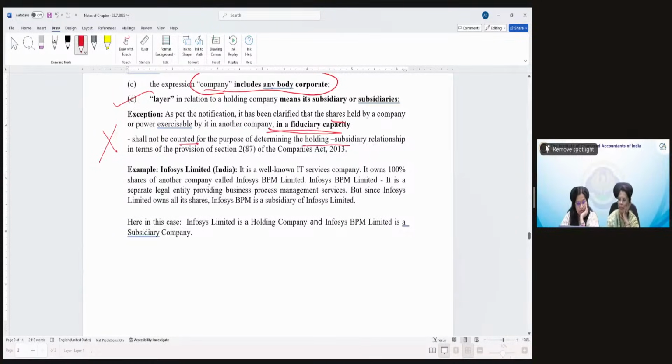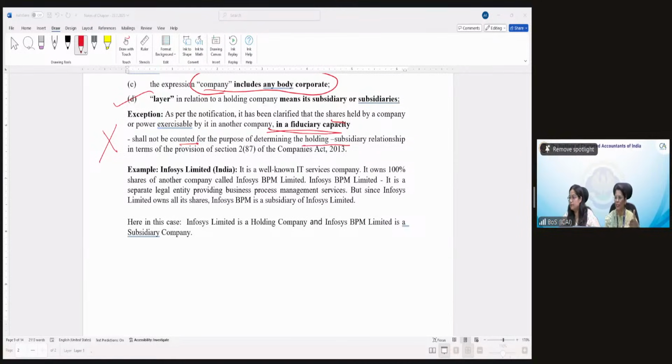This is an exception. So you should always read any provision in entirety to understand the section as a whole, because any portion of the provision can be tested in order to know whether you have understood the provision in the complete sense.